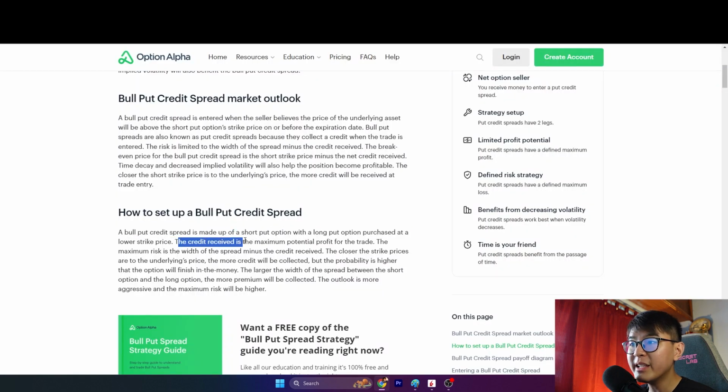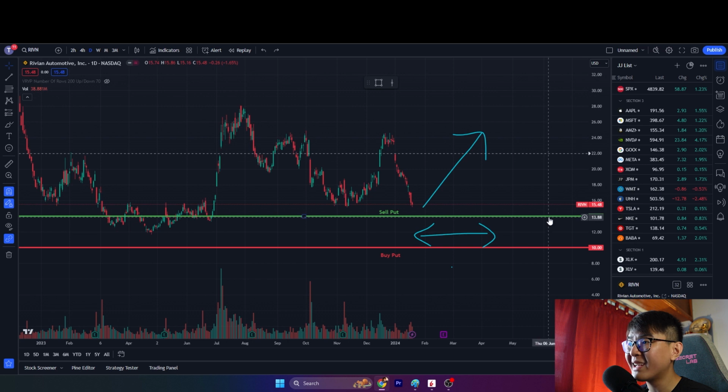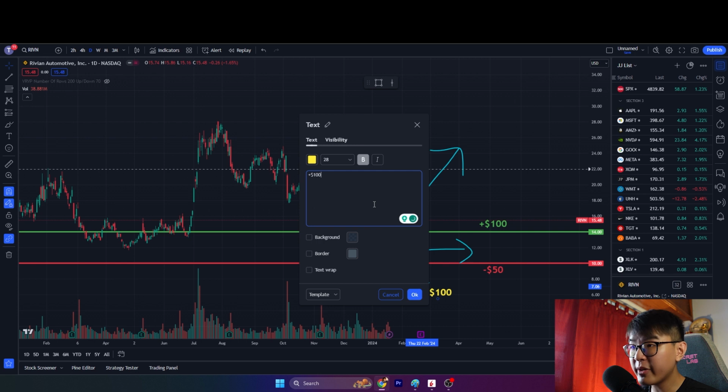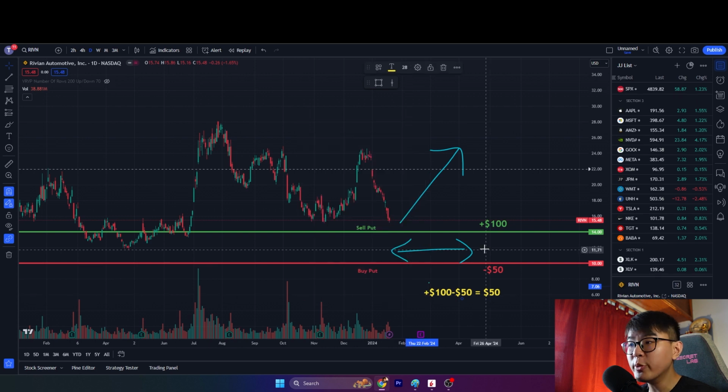The credit received is the maximum potential profit for the trade. Let's assume I collect $100 when I sell this put option at $14, and let's say when I buy this put option it costs me $50. Because I collected $100 here, and because when I buy the put option, assuming it costs $50, that means I'll receive a net total of $100 minus $50 equals $50. So if I were to execute a bull put spread here, I will collect a total amount of $50.